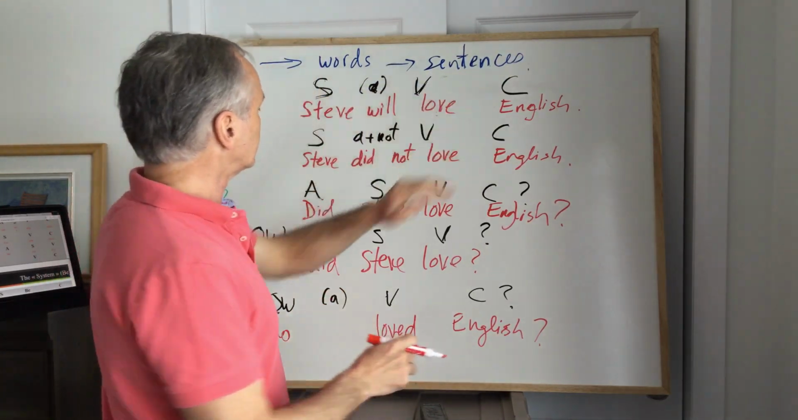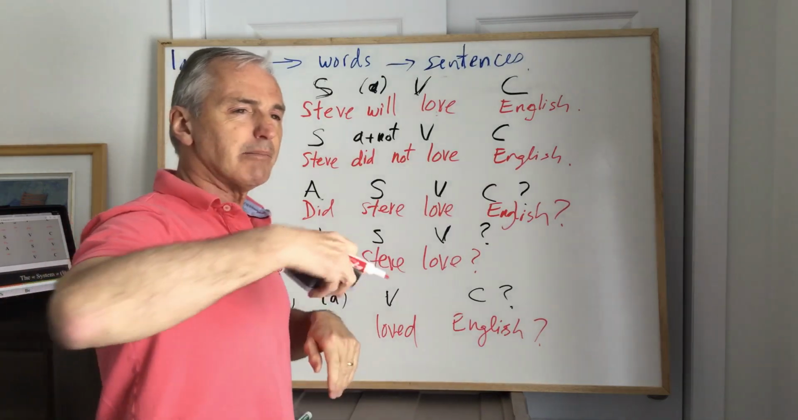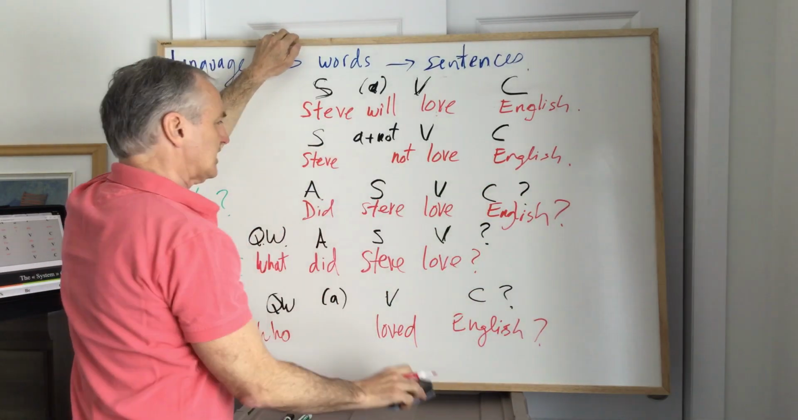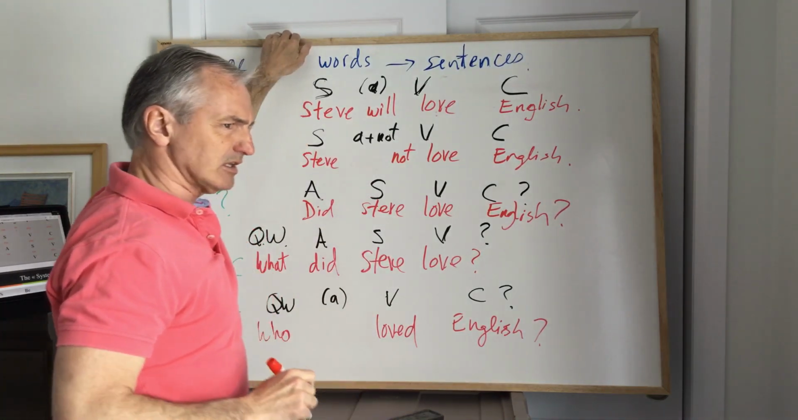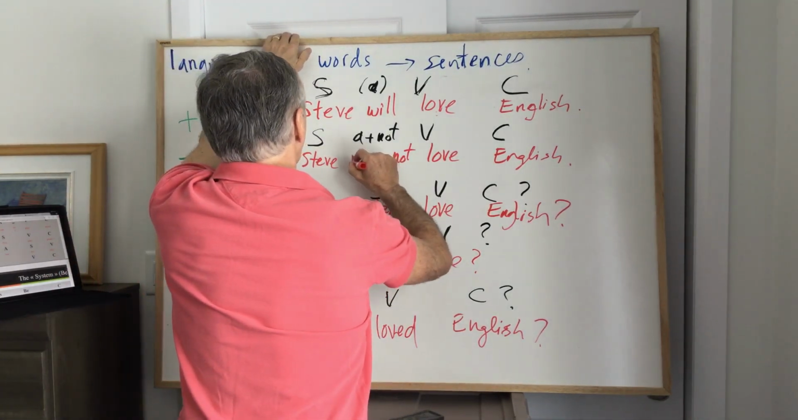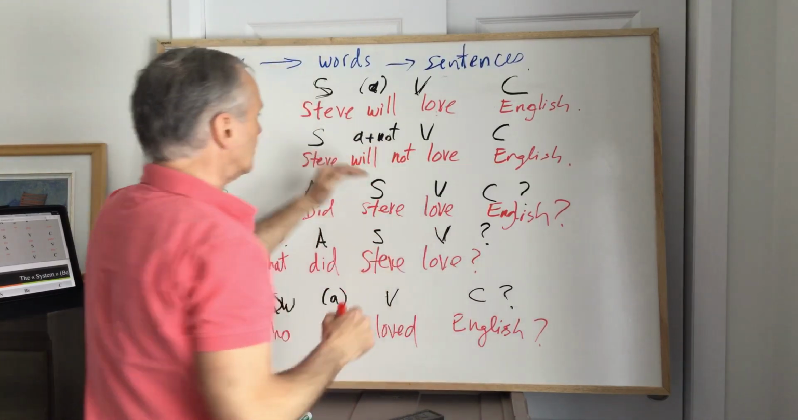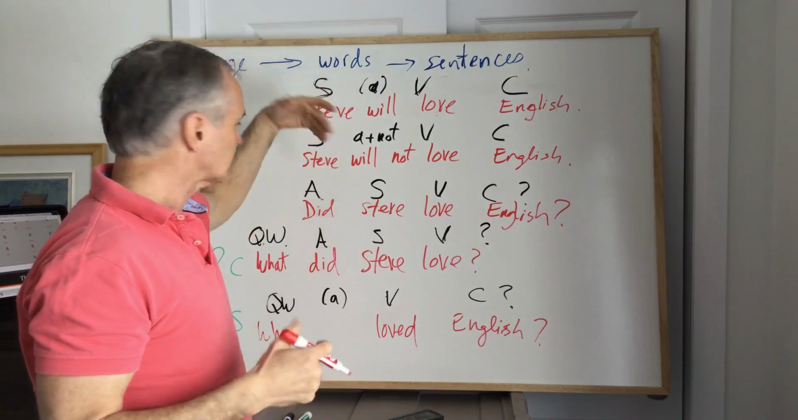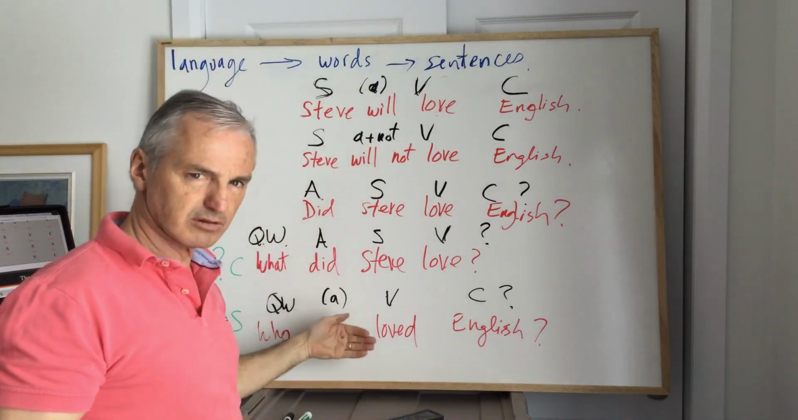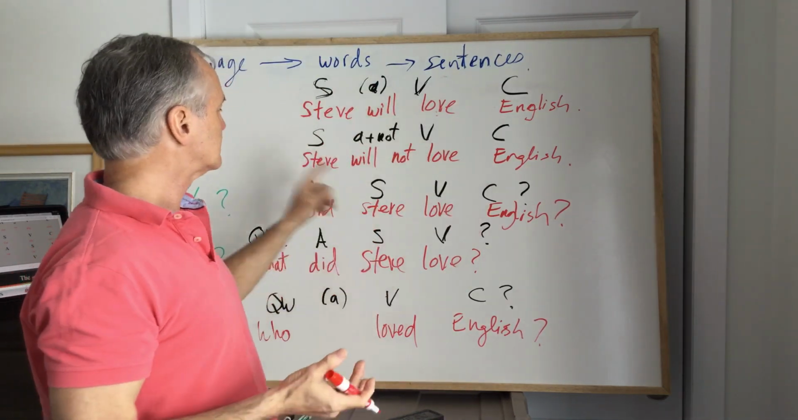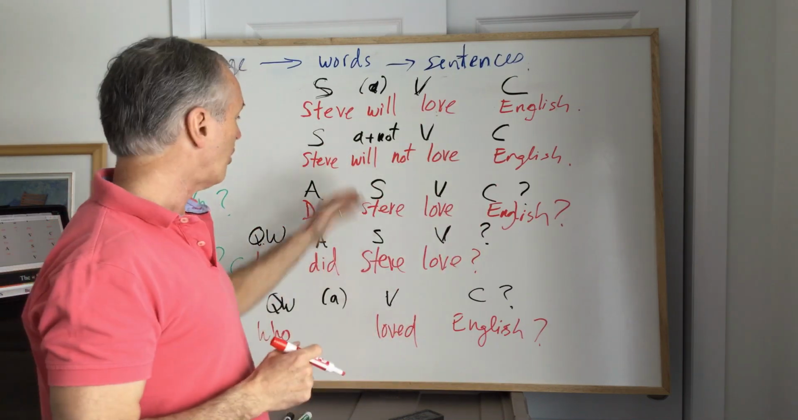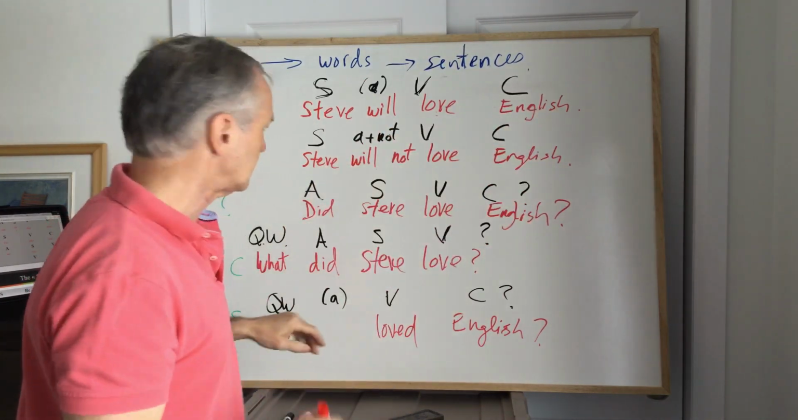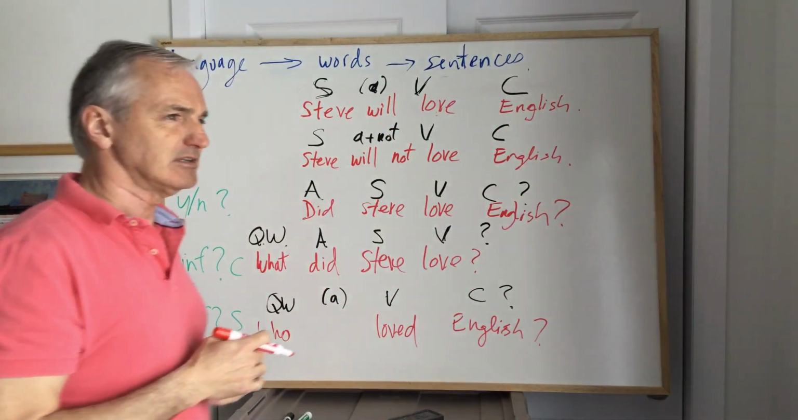Steve will love English. Steve n'aimera pas l'anglais. Maybe the teacher's a nasty person next year waiting for him, so he's not going to like English anymore. So Steve will not love English. I just changed the auxiliary. I'm in the future, so I'm using the same auxiliary throughout. Steve will love English. Steve will not love English. Or you could use the contracted form, won't. W-O-N apostrophe T. Steve n'aimera pas l'anglais.